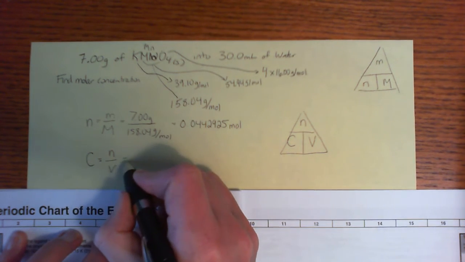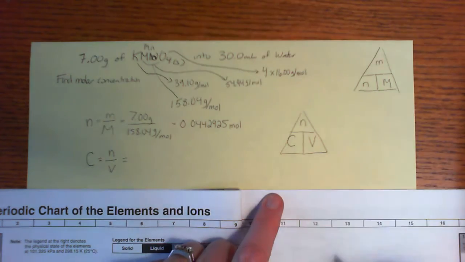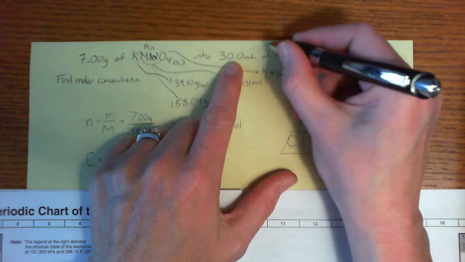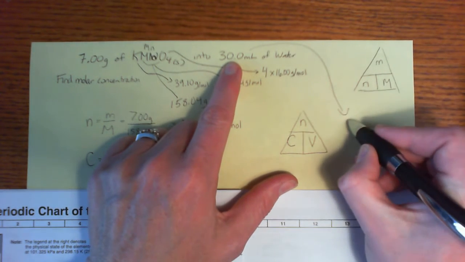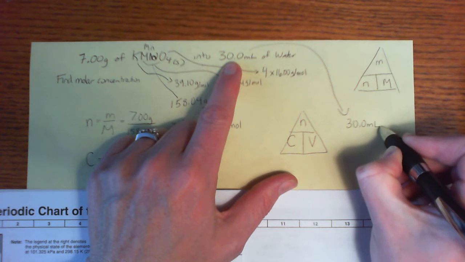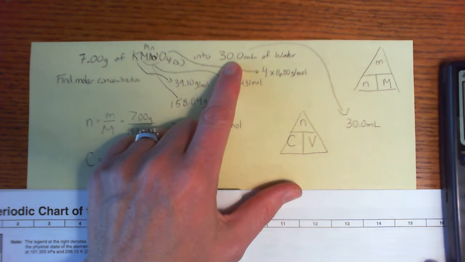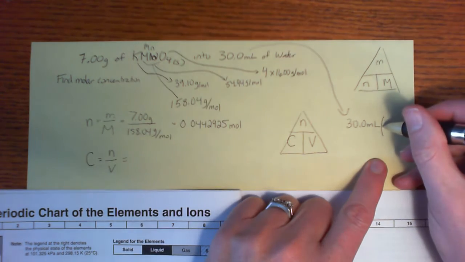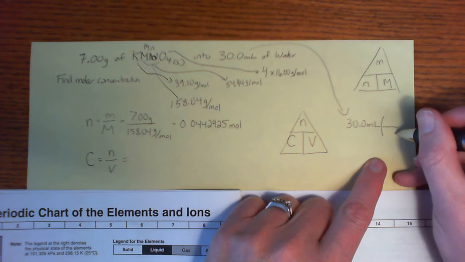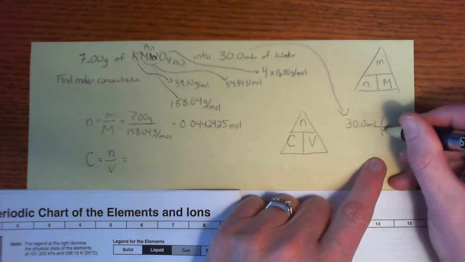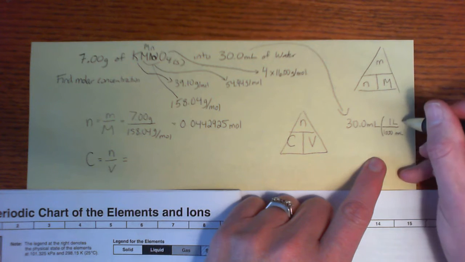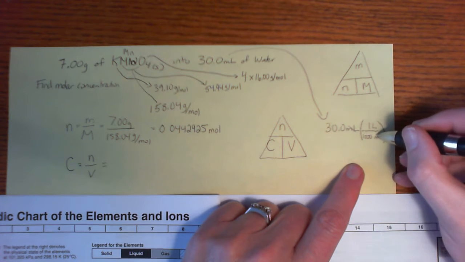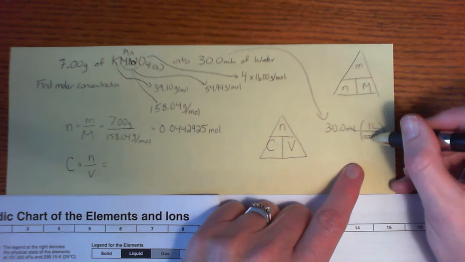Remember, our volume has to be in liters, so that's a bit of a problem right now. We have milliliters, so let's change that to liters. So 30.0 milliliters, and there's 1,000 milliliters in a liter. To get rid of our milliliters, we're going to multiply by a conversion factor with milliliters on the bottom, 1,000 milliliters in 1 liter. I like using conversion factors. I find they help me out. I get rid of my milliliters and end up going 30 times 1 divided by 1,000.